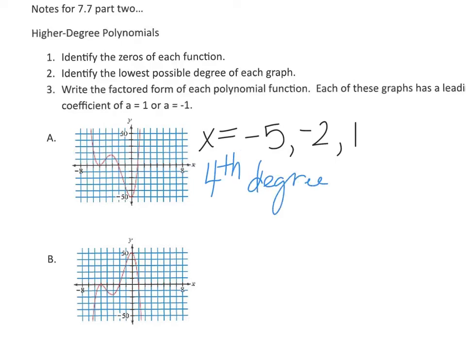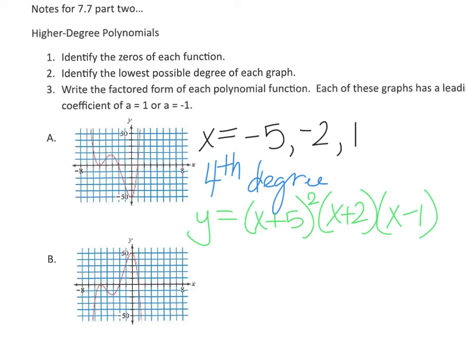Now the 4th degree polynomial is also supported by the fact that my ends are going in the same direction here. Even degree, same. Odd degree, opposite. And since they're both pointed up, my a value is 1. So to write the factored form of this equation, putting it all together from what we've learned over the last few weeks, y is equal to positive a times x plus 5, and it's a double root so squared, times x plus 2, single root, leave it alone, times x minus 1, single root, leave it alone.